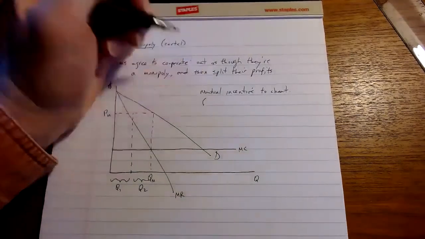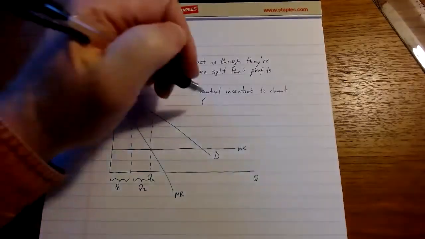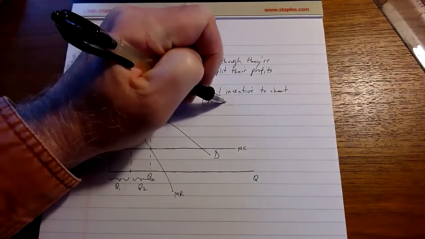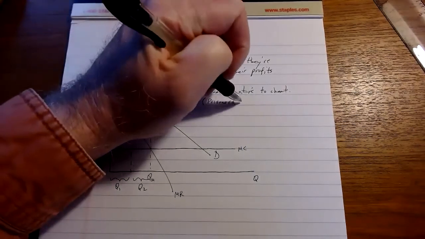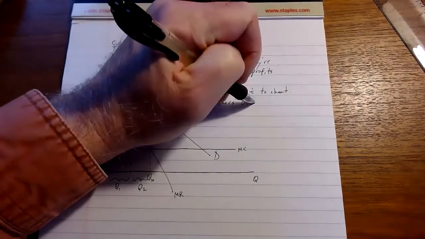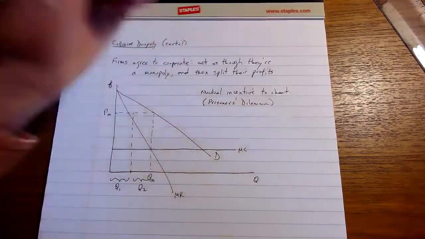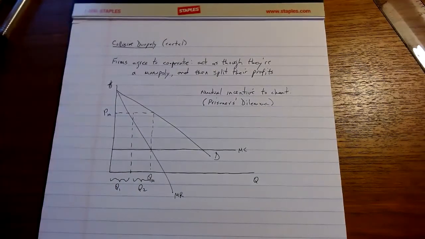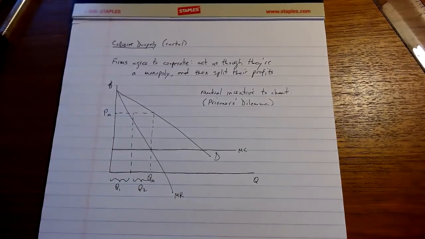Okay, and the nature of this incentive is sometimes referred to as a prisoner's dilemma, and we'll talk more about prisoner's dilemma when we get to game theory. I'll just point out that this is a prisoner's dilemma. So here's the problem.